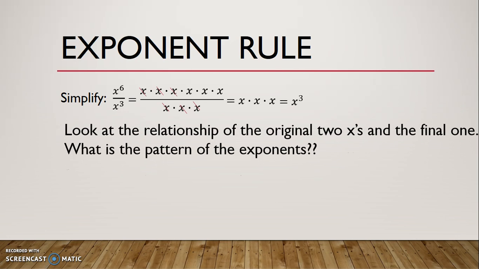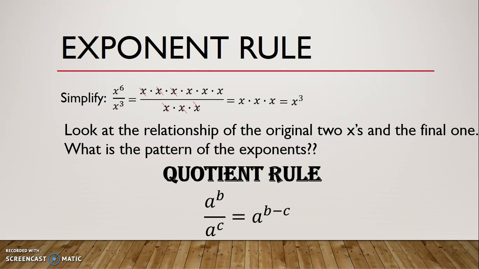Now, look at the relationship of the two original exponents and the final one. How can I get from 6 to 3 and get 3? What is the pattern of the exponents? Well, here's the quotient rule. If I have a to the b over a to the c, then I just subtract b and c, and that'll give me the exponent. But I have to have the same bases there, so the same variable to start with.